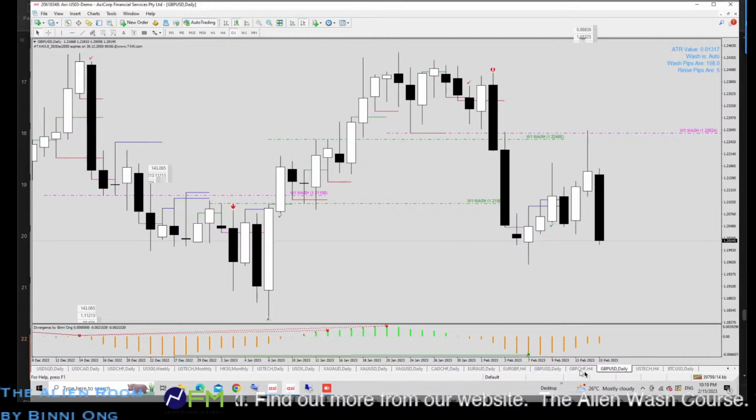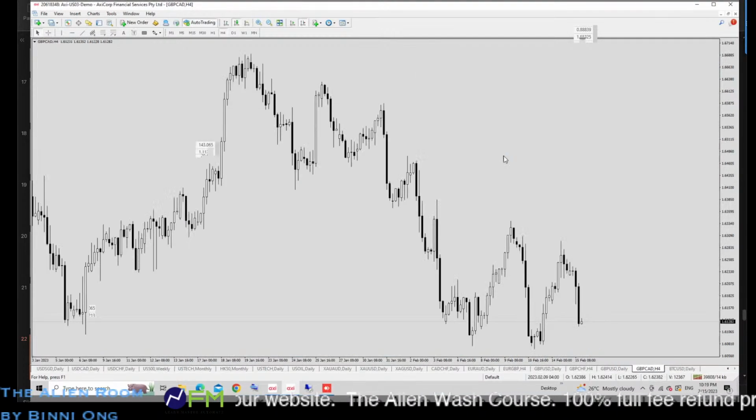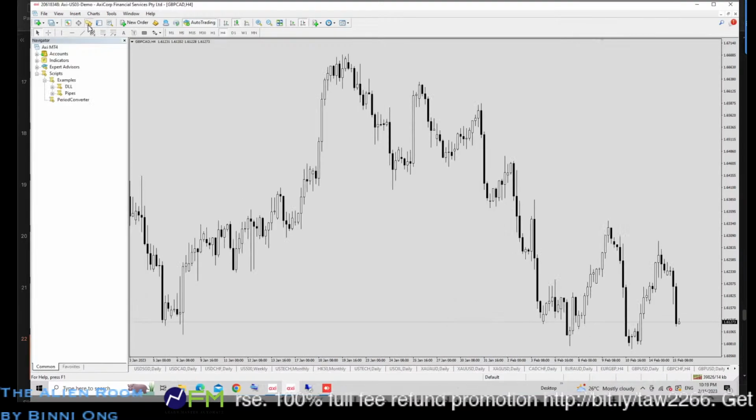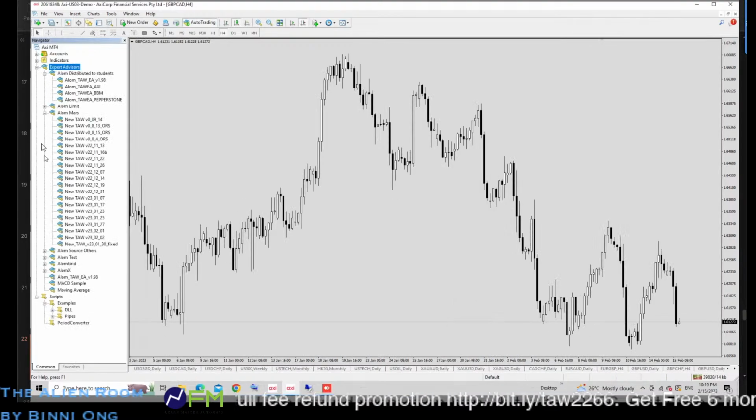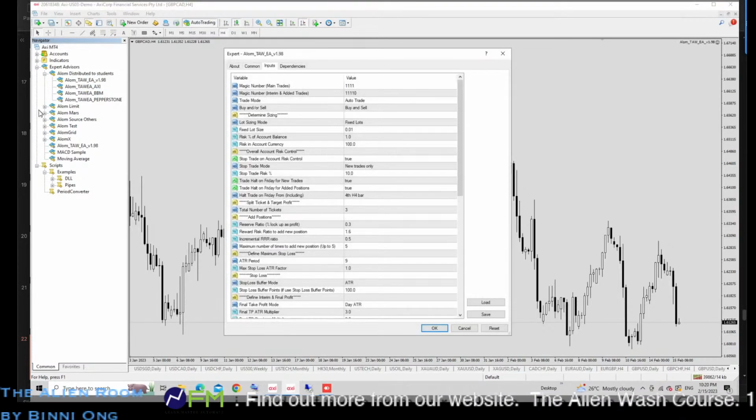Let's say, for example, if you receive a signal, say I receive a signal on Pound Cat just now. I want to trade it. Instead of you clicking the button yourself, what you can do is you take Alom, here you go, and then drag it in, and then it will trade for you. I'm just going to drag this version in because the other version has expired. So this is Alom here.